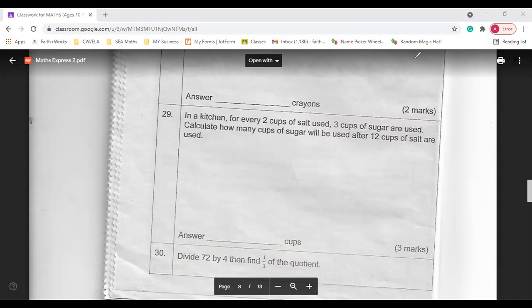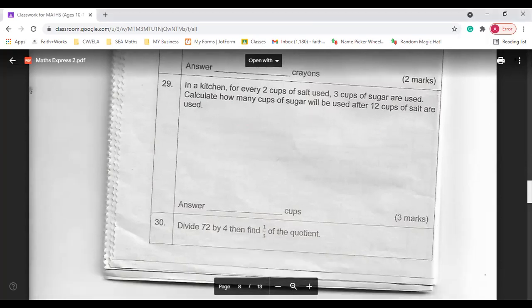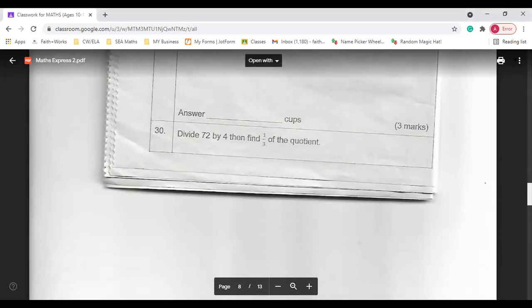Let's look at number 30. Number 30 states, divide 72 by 4, then find a third of the quotient. Yes. So let's write this as an equation with numbers and symbols to make it easier for us. Let's look at divide 72 by 4. That's going to look like 72 divided by 4.